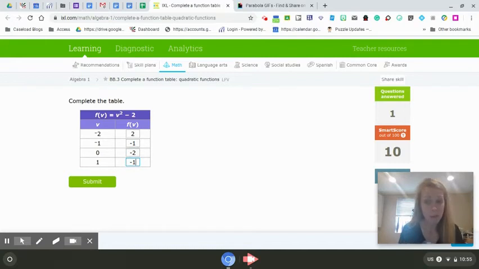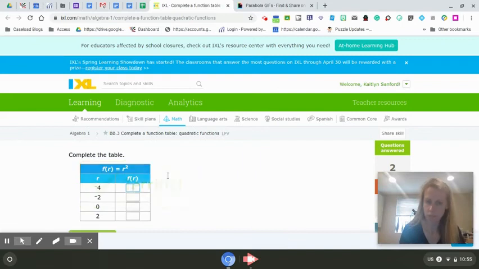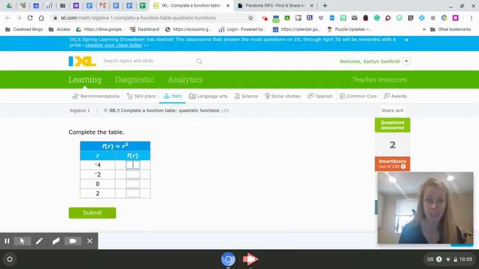Now you're probably going to see some repeats here if you did it right, because remember we're dealing with parabolas. These functions have parabolas, so I'm going to see kind of some repeats when I do this. So let's see how I did. Nice job.